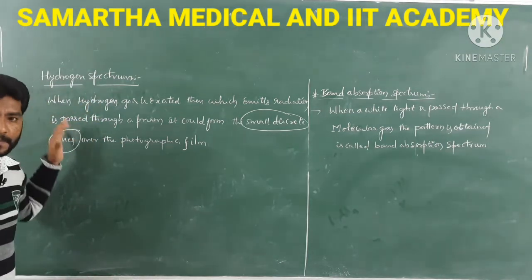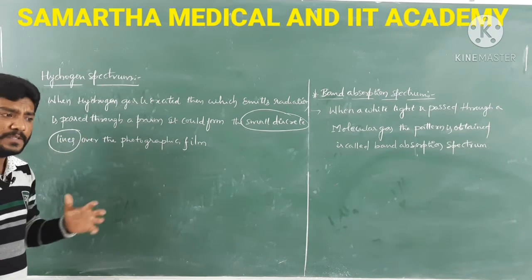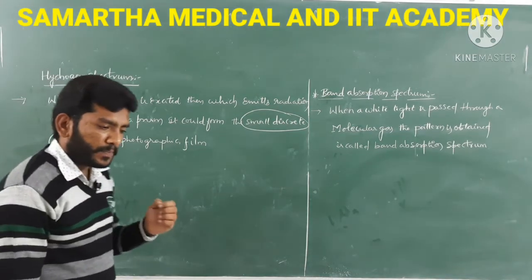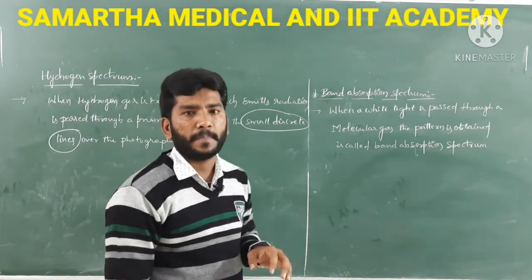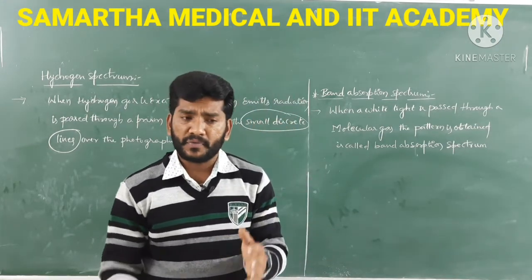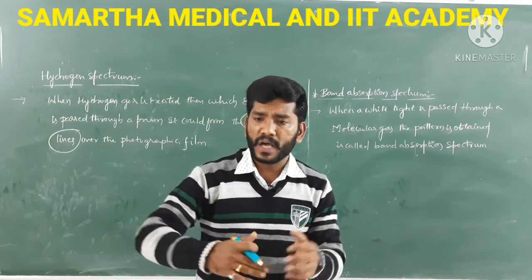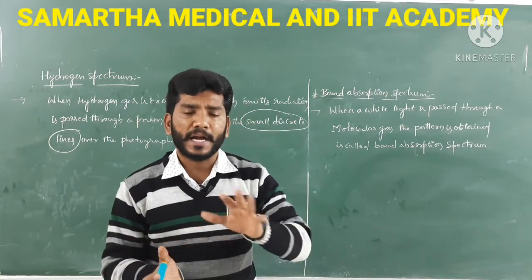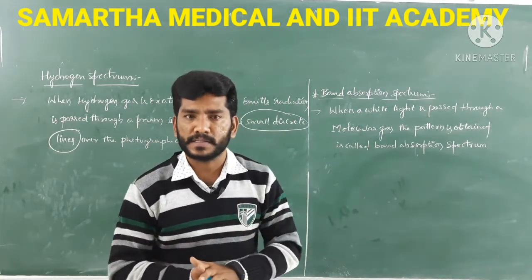So the hydrogen spectrum. What is that particular model? That model is nothing but Bohr's atomic model. We will discuss that Bohr's atomic model. With the help of Bohr's atomic model, we are going to understand how a hydrogen spectrum actually takes place. So this is the process.